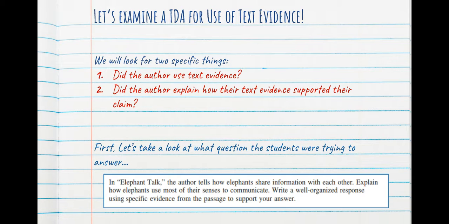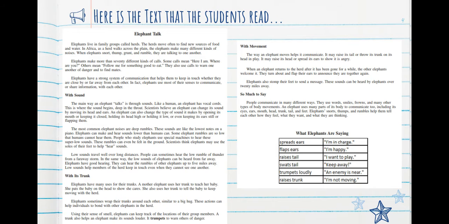The second sentence, explain how elephants use most of their senses to communicate. There we see the directions. This is what the students are supposed to be answering, explaining how elephants use most of their senses to communicate. So I'm going to be looking for evidence of students using their text evidence to explain how elephants use their senses to communicate. So let's take a look.